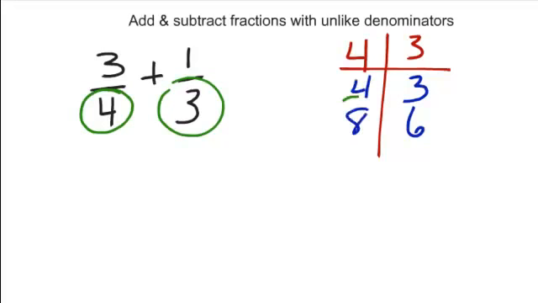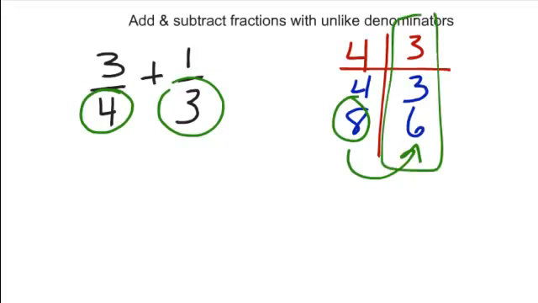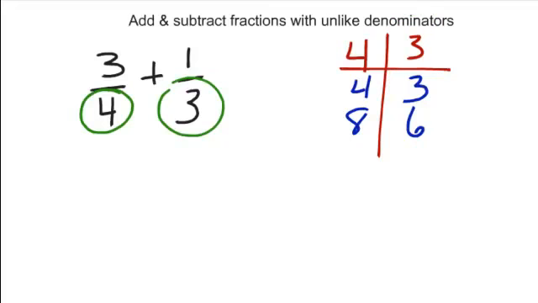Now, as you can see, the 8 has passed the 6 on this side, so we're going to jump over to this list so that we can continue to see if we can find a common multiple. So the next multiple of 3 is 9. And now I've passed the 8, so I'm going to jump over to the column for the 4. Let me go ahead and make this line a little longer. And the next multiple of 4 is going to be 12. I've passed the 9, so we're going to jump over to that side.